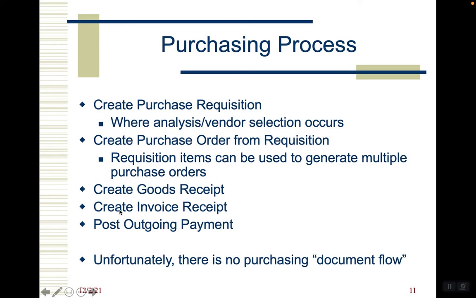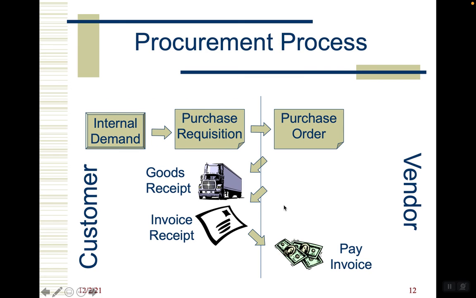Then we have an invoice receipt, where we receive the bill, and then we have the outgoing payment that gets pushed out. So as you can see, there's a similar situation here between purchase requisitions, purchasing, and sales. And this is simply a pictorial representation of this.